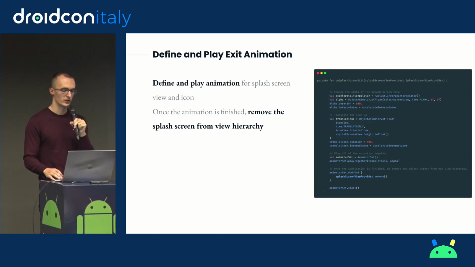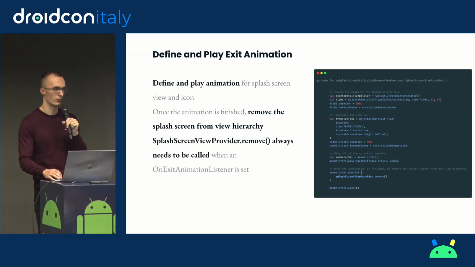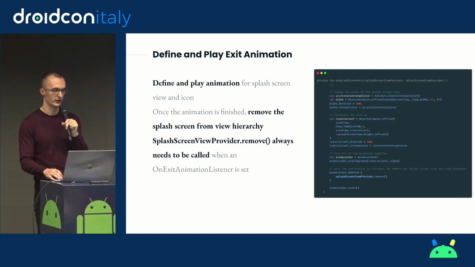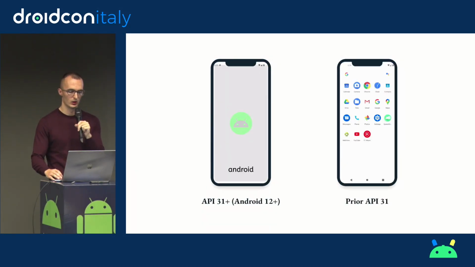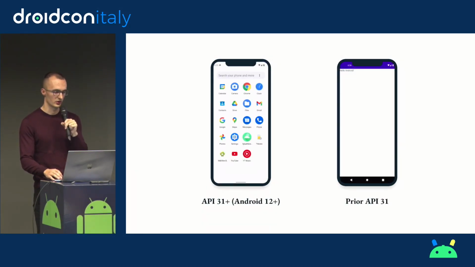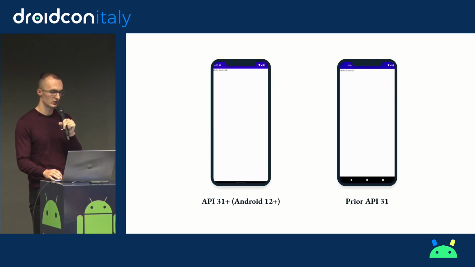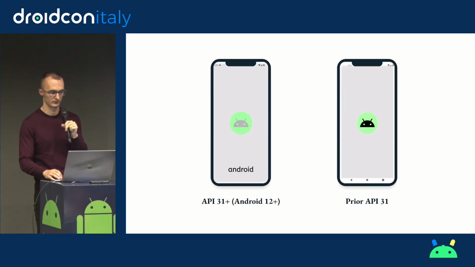So once the animation is finished, we need to remove the splash screen from the view hierarchy. We do that by calling the remove method on the splash screen view provider, which always needs to be called when onExitAnimationListener is set. And if I run the application now, I can see that the exit animation is displayed on API 31 and on the older versions. So the splash screen background fades out and the icon translates up.